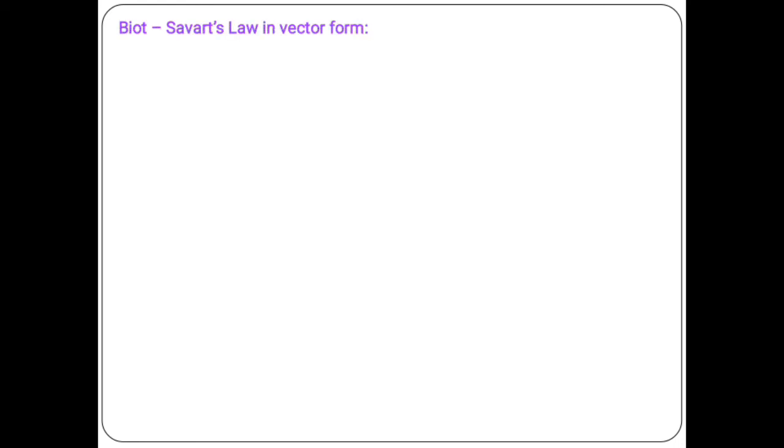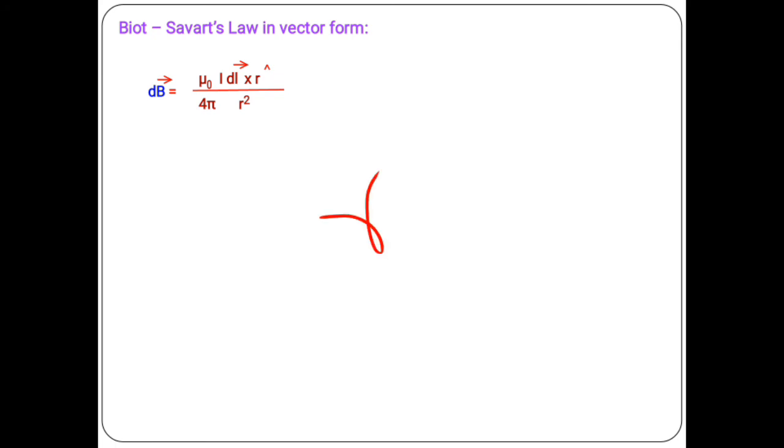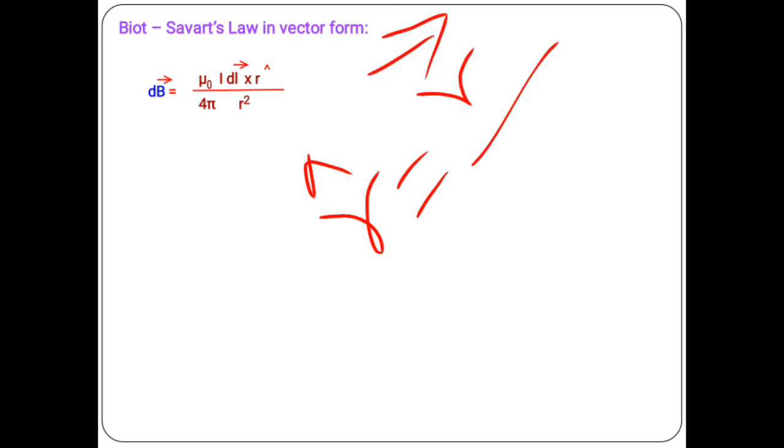So next we see the same formula in vector form, the Biot-Savart law in vector form. Usually dB equal to mu naught by 4 pi I dl sin theta by r squared. So magnetic field is a vector quantity. So dB vector is equal to mu naught I by 4 pi dl vector cross r cap, where r cap is the unit vector along the direction of the r vector, the position vector of the point. So the unit vector can be written as r cap equal to r vector divided by its magnitude r.